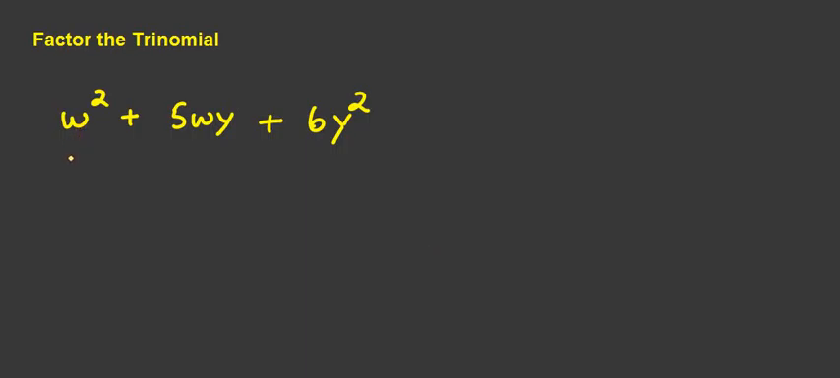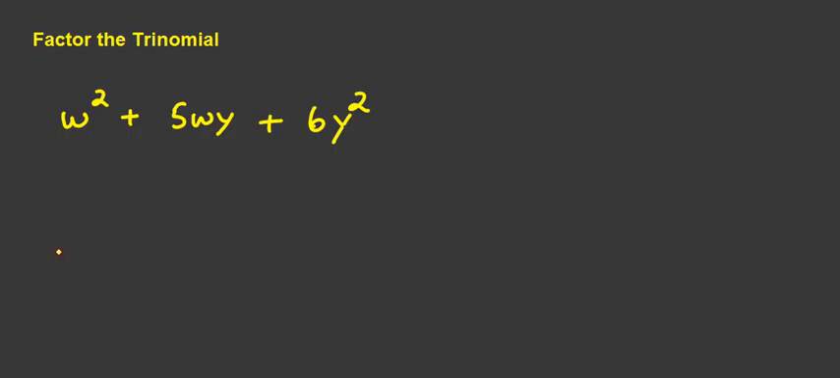Alright, it says to factor this trinomial, w squared plus 5wy plus 6y squared. We always look for a greatest common factor first and take care of that if there is one. But there's not a GCF, there's not a greatest common factor to these three terms.